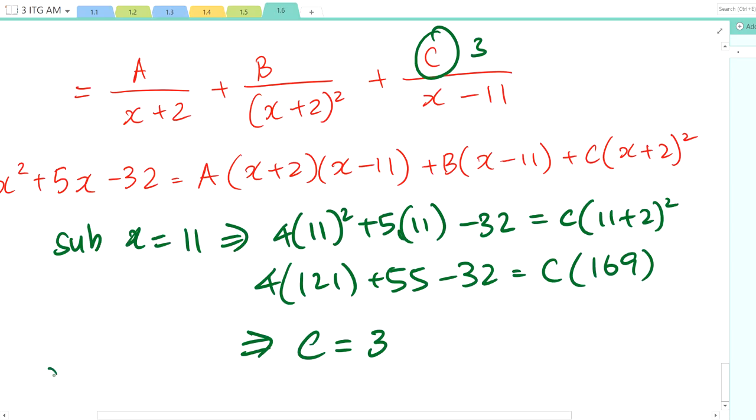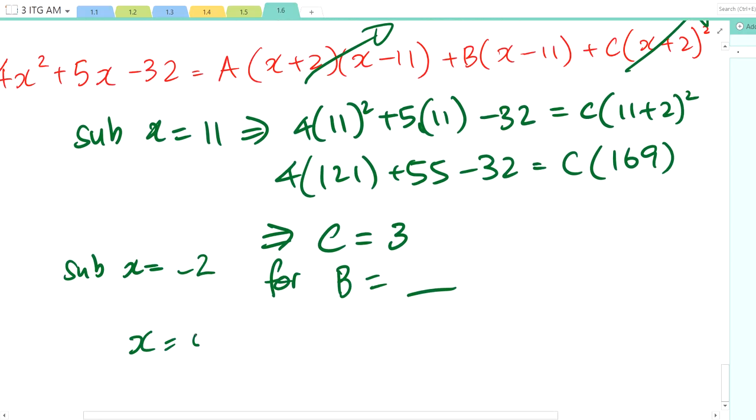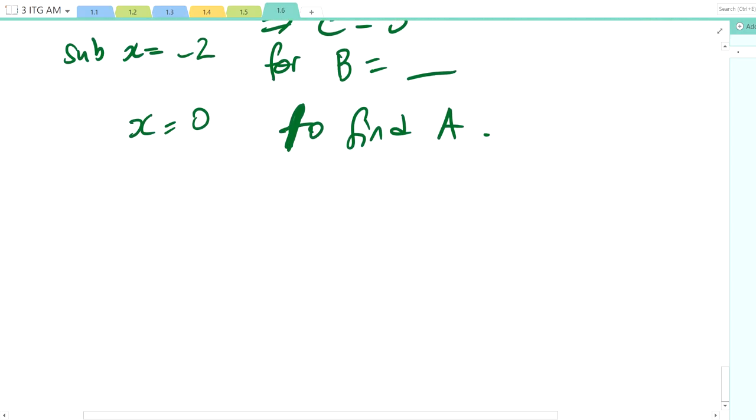So you can next sub x equals negative 2, this one disappears, to find the value of B. And finally, you can also sub x equals 0 to find the value of A. Okay, so try it yourself. Similarly, practice now 21 question 2.